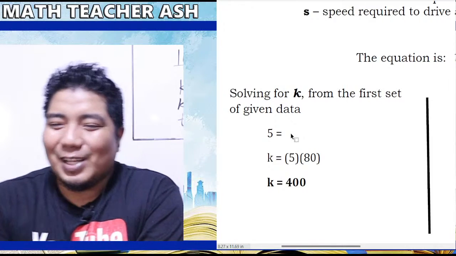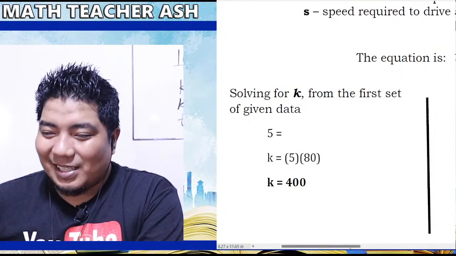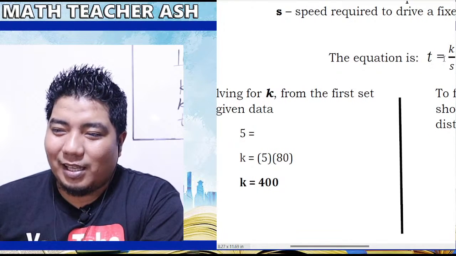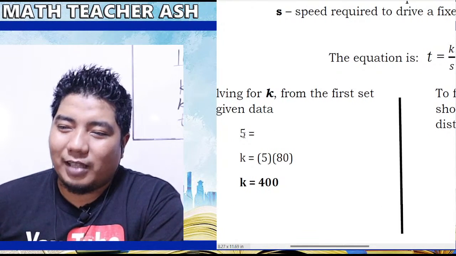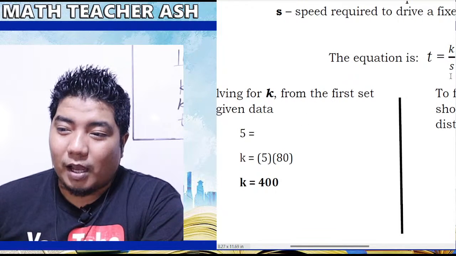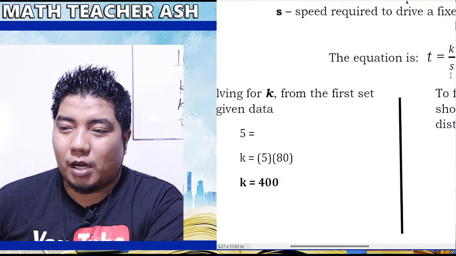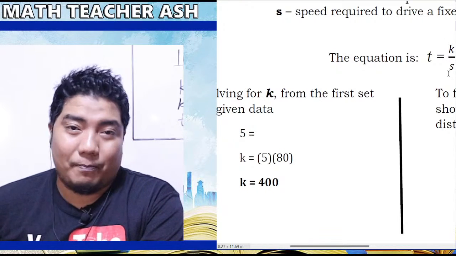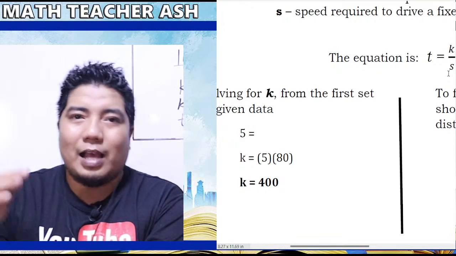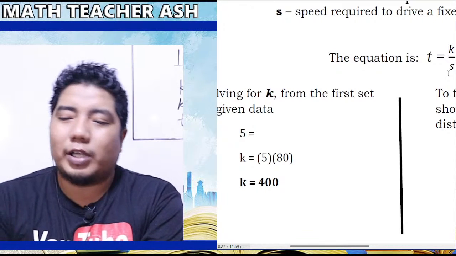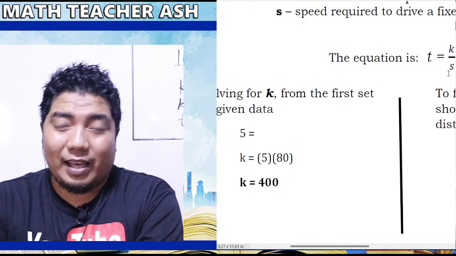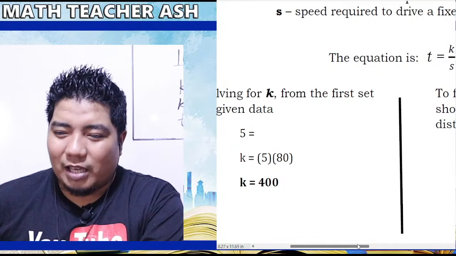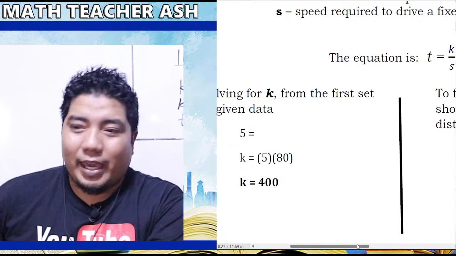Okay, so again, the formula is t is equal to k over s. Let me just emphasize that one. t is equal to k over s. So our t here is 5 hours. Our s is 80 kilometers per hour. So that will become 5 is equal to k over 80. Okay, so the same concept as before, you cross multiply, so your k is equal to 5 times 80. And when you multiply 5 and 80, the answer is 400. Okay, so 400 will be your k.